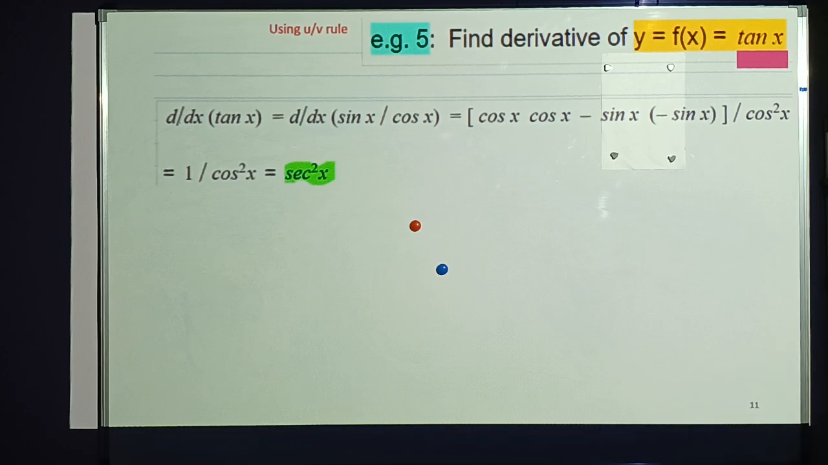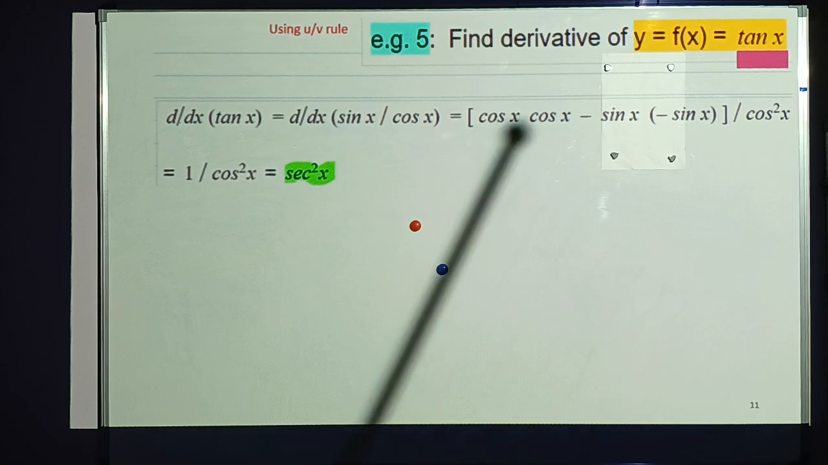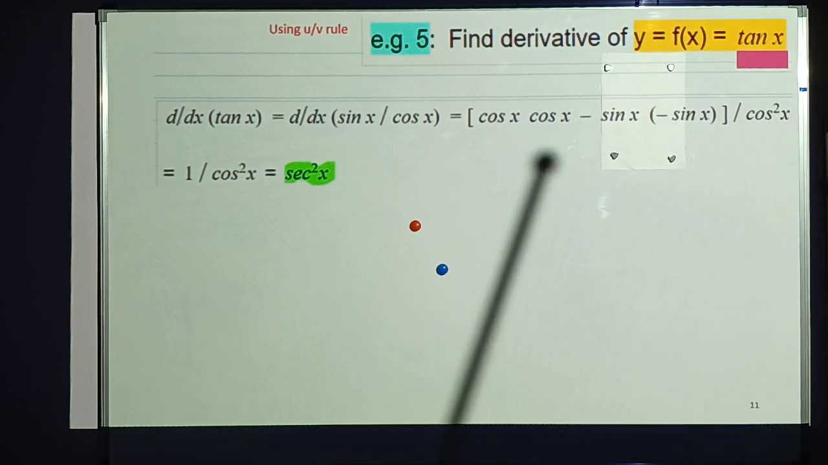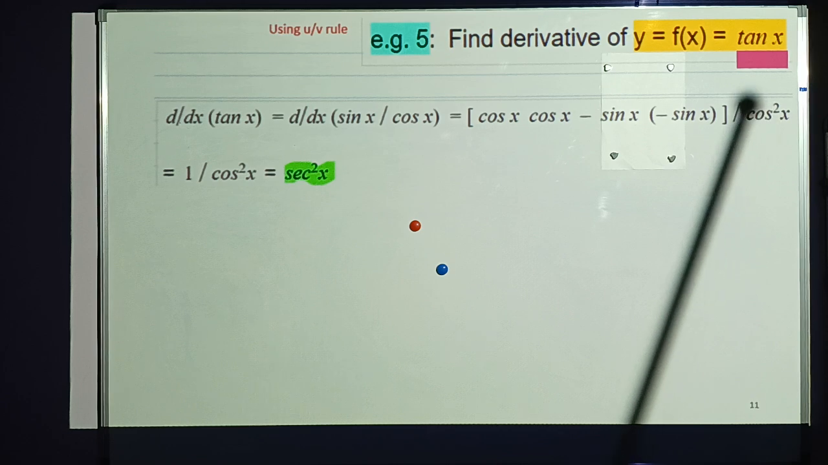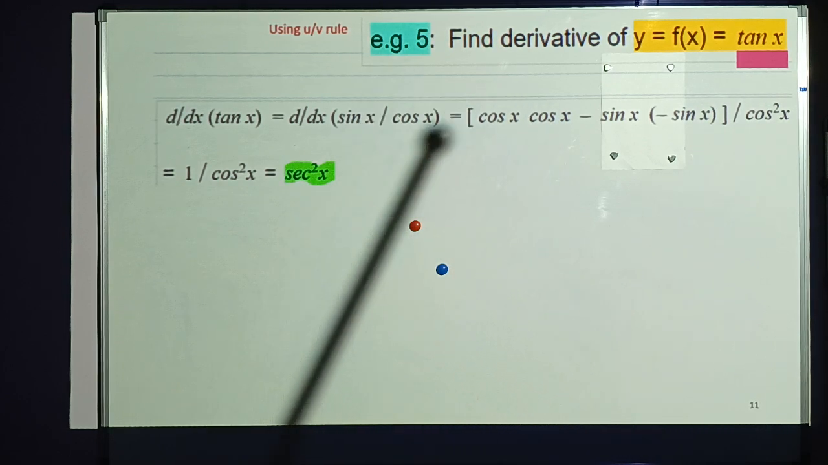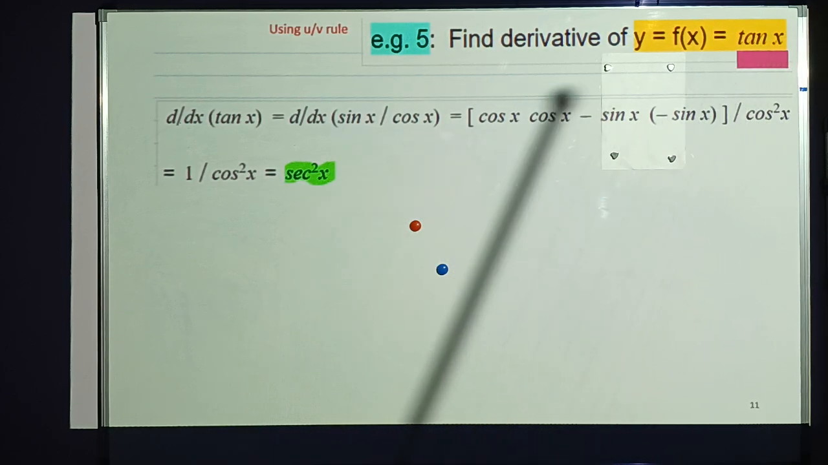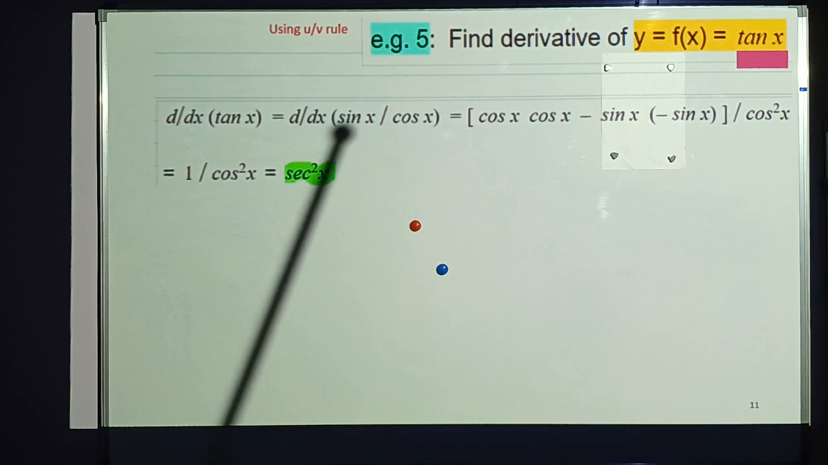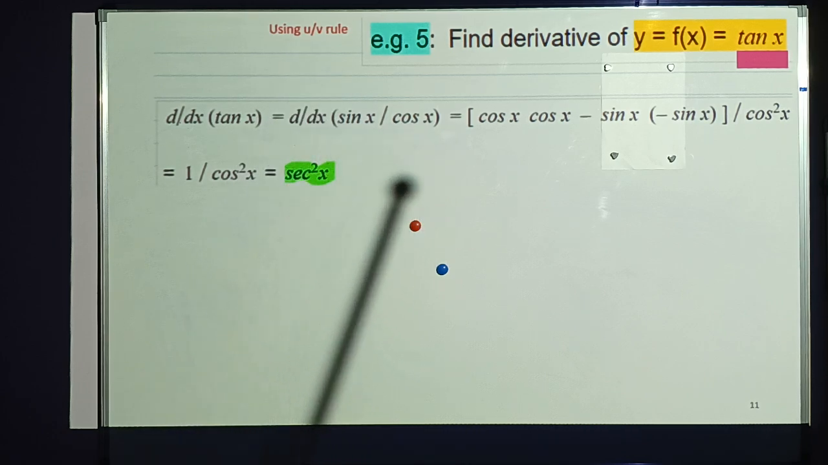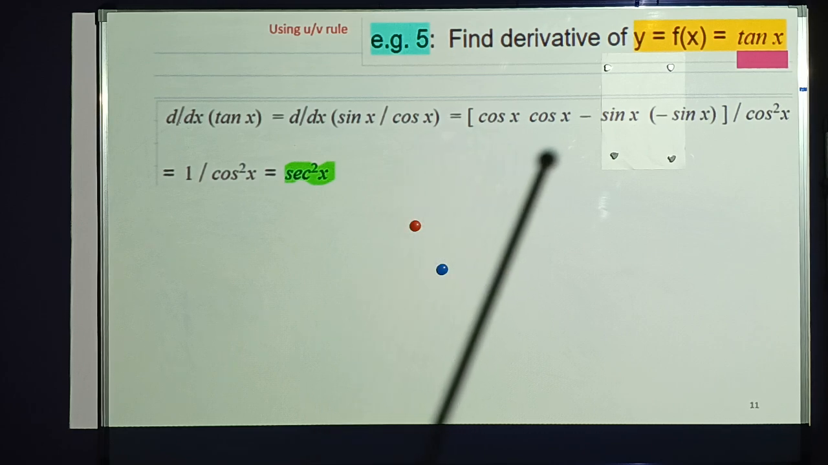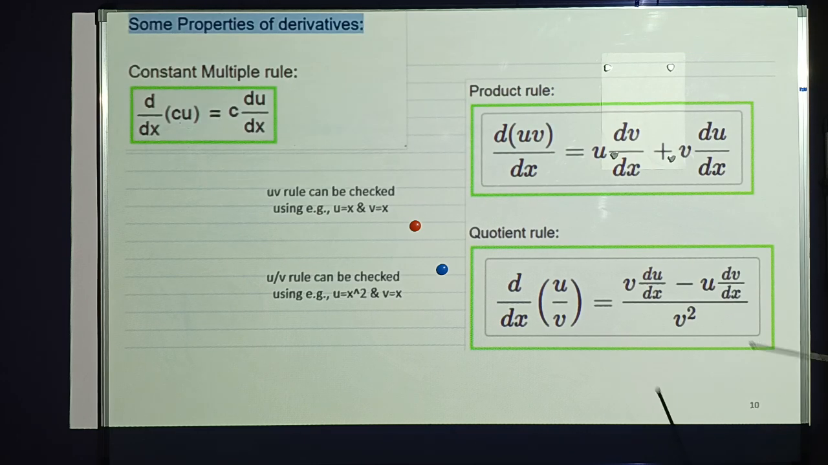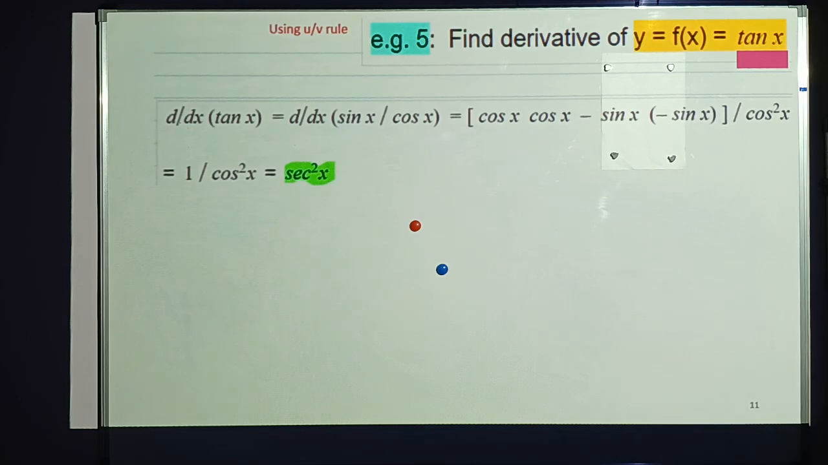Next is an example of finding the derivative of the function y equal to tan x. Instead of finding the derivative from first principles, we can use the properties of derivatives, that is, the U by V rule. Tan x can be written as sin x by cos x. Then we use the U by V rule: v into du by dx, minus u, which is sine, times the derivative of v, which is minus sine x, since the derivative of cos is minus sine, divided by v squared, which is cos squared.